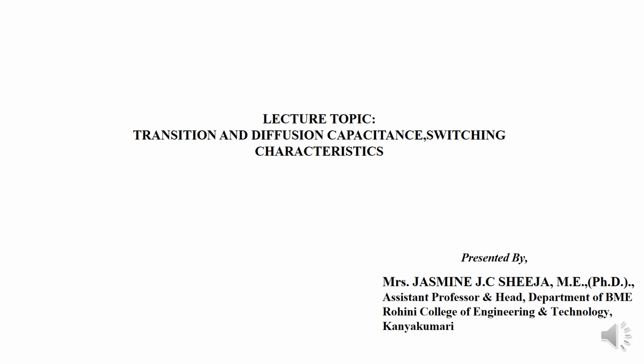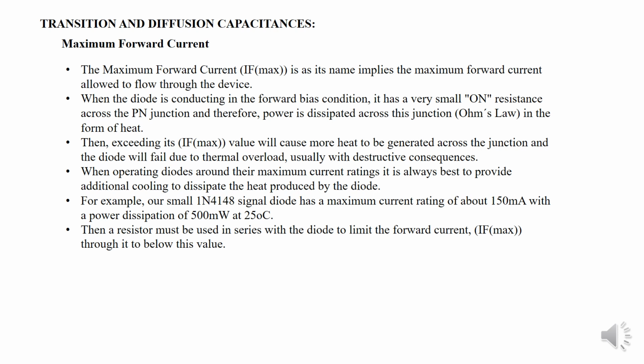We can see about transition and diffusion capacitance and switching current structure. Here, while we are seeing this transition and diffusion capacitance, the first one is the maximum forward current. In the case of maximum forward current, as its name implies, it is the maximum forward current allowed to flow through the devices.